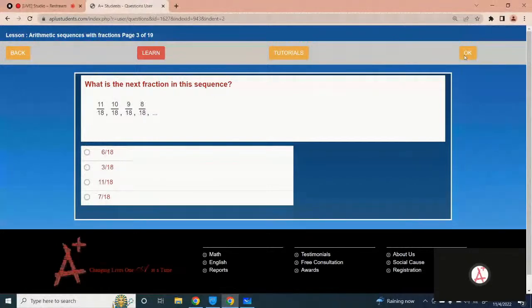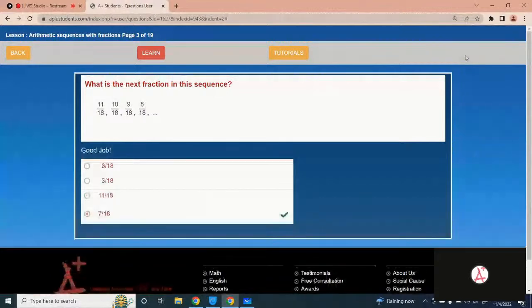What is the next fraction in this sequence? 11 over 18, 10 over 18, 9 over 18, 8 over 18. And the next one is, okay, one of the kids is asking if my screen is blurry. That's why I'm just confirming. So the next one is 7 over 18. Got it? Yes, that would be the last option and it would be 7 over 18. Just select the correct option and click on the OK button.